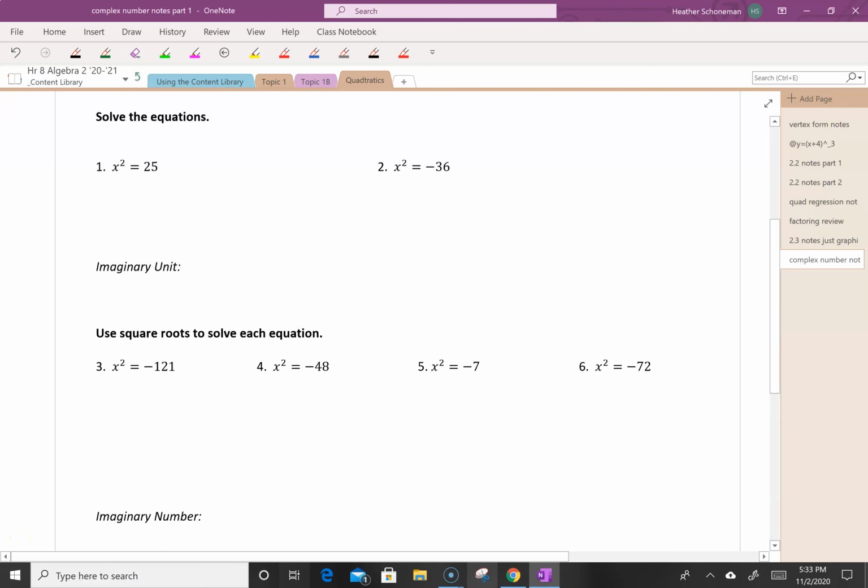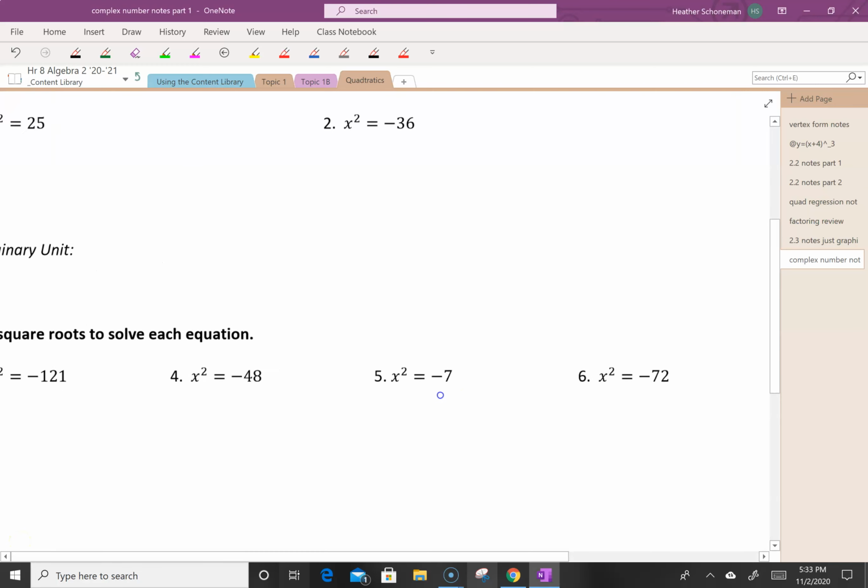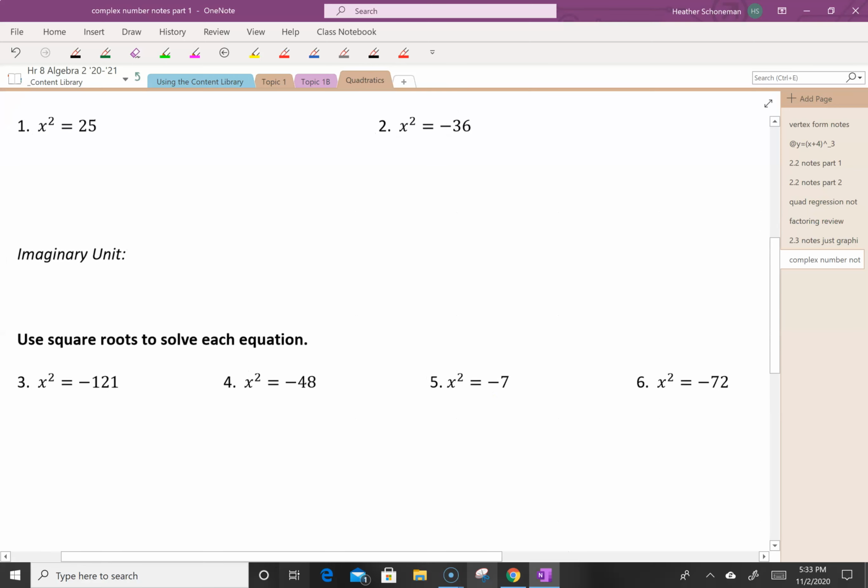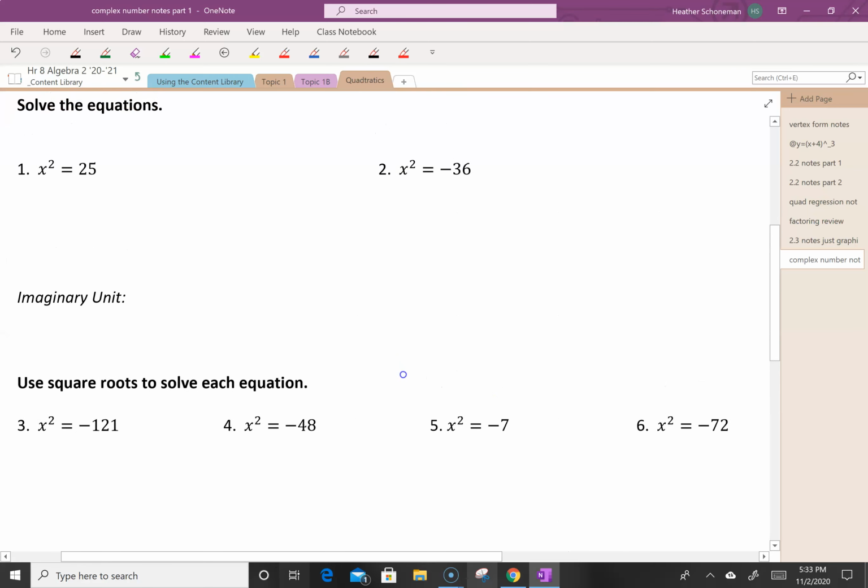Hey, this video is the introduction to imaginary numbers. There's quite a bit more that we will do with this, but this is just the start. So on this first one, we need to solve the equation.